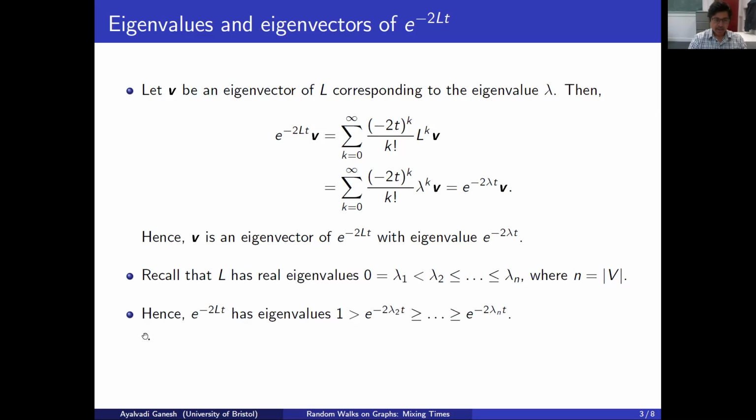By this calculation, e to the minus 2Lt has eigenvalues given by e to the minus 2t times these lambda i. So e to the minus 0 is 1. Because of the minus sign here, the order of the eigenvalues gets switched. So 1 is now the biggest eigenvalue of the matrix. The second biggest is e to the minus 2 lambda 2 t, and that in turn is at least as big as the remaining others.